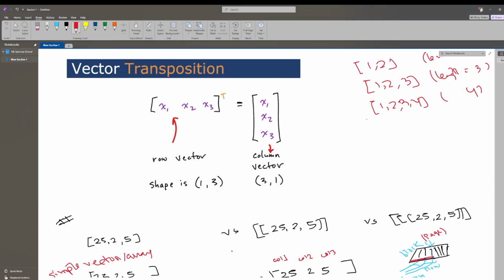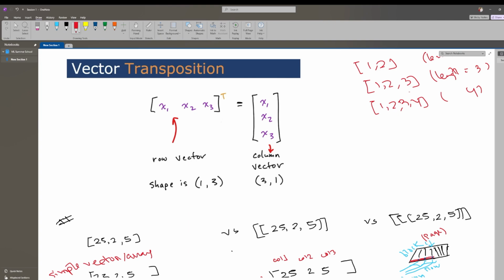Now there are a few interesting features of vectors. We can transpose them. For example, we have a row matrix or row vector, sorry, I mistakenly said matrix, it is a row vector.